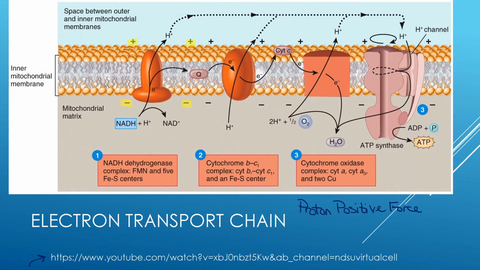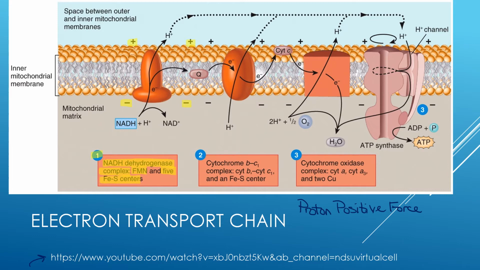So let's talk specifically about each of these pumps. Each of these pumps is a complex of 3 or more electron carriers. So our first pump, we're going to start on the left here. It's the one labeled number 1. This is the first proton pump, and it's called NADH dehydrogenase complex. This is the name of this pump. And it contains FMN and 5 of these iron-sulfur centers. So those are the electron carriers all within this proton pump.